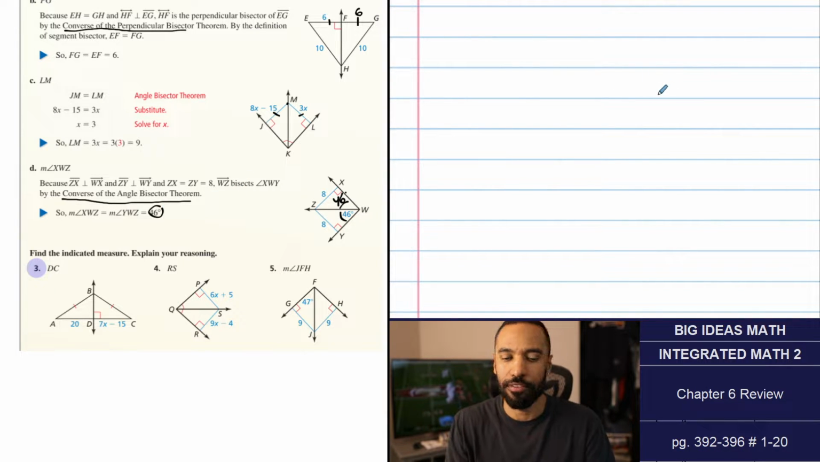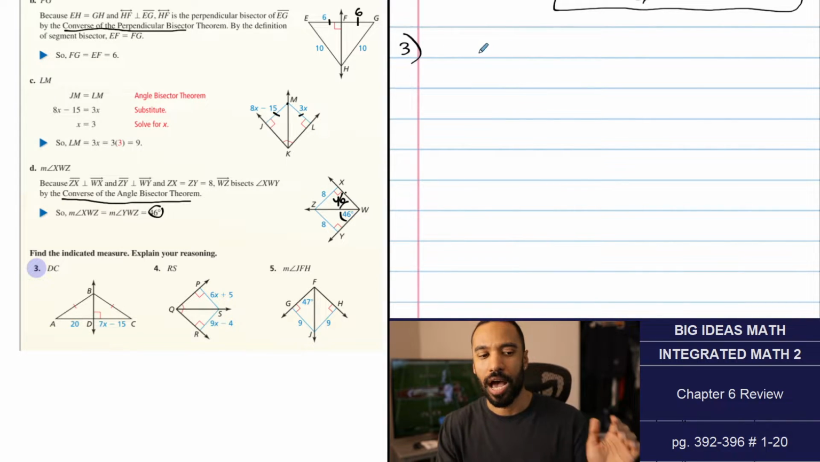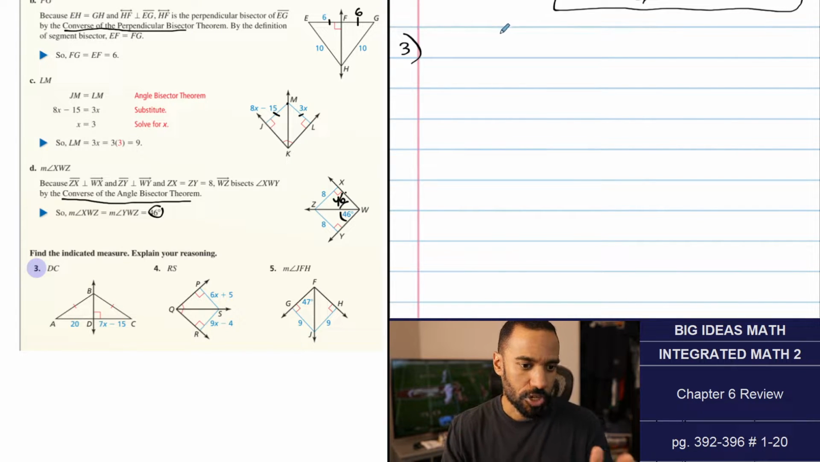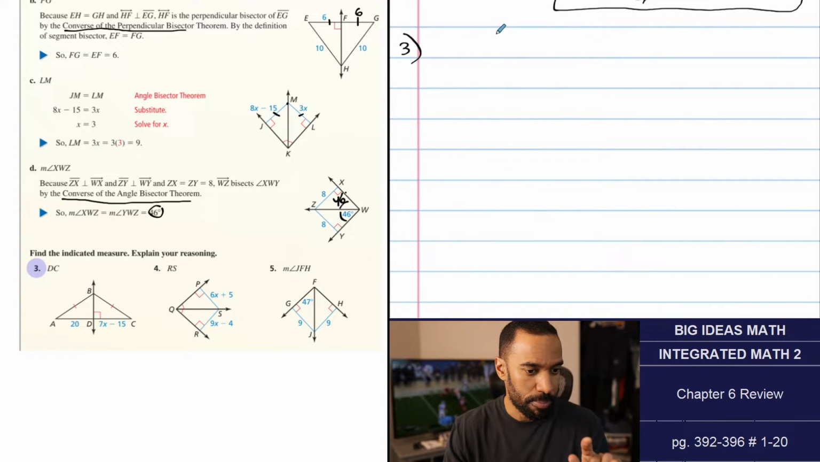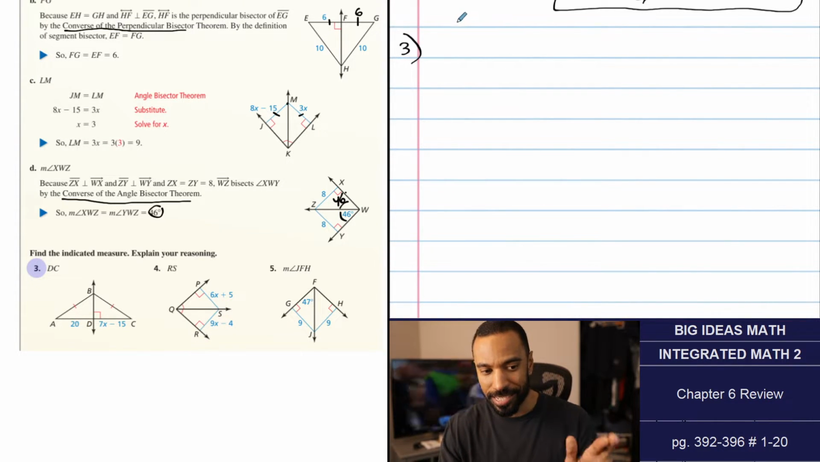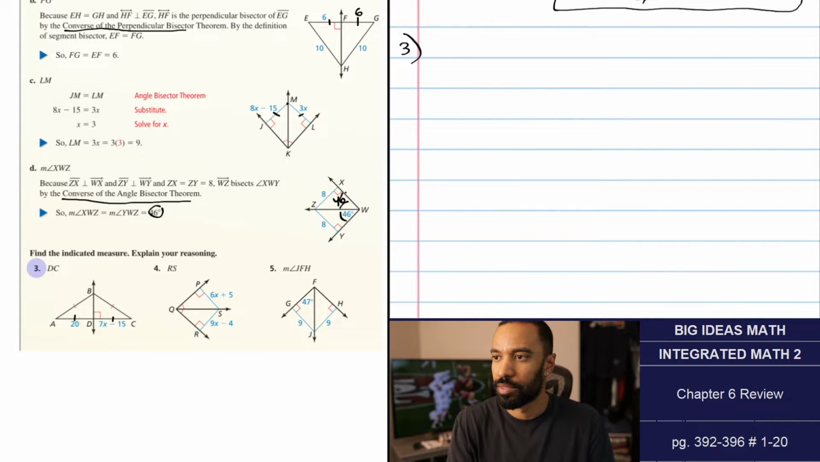Let's go to numbers 3, 4, and 5. Now that I've explained all the things that they put there, we can go straight into these pretty hard and pretty fast. I'm going to let the drawings be where they are and use what you need to find. Find the indicated measure, explain your reasoning. I'm going to use the converse of the perpendicular bisector theorem. I can see that perpendicular portion and B is equidistant to both points A and C. Therefore, BD is on the perpendicular bisector, which means this part's being bisected. AD is equal to DC.